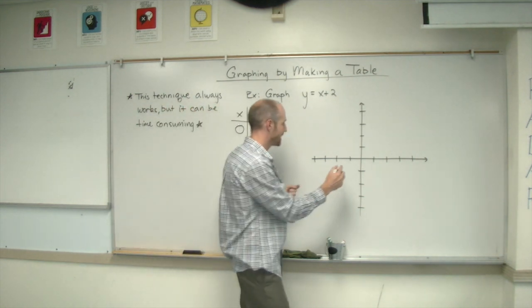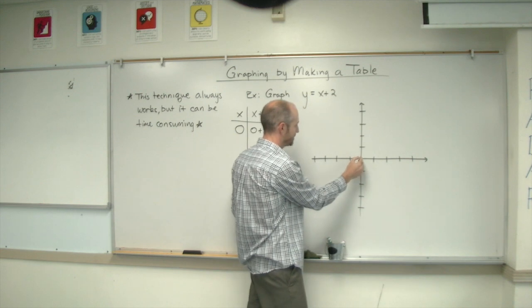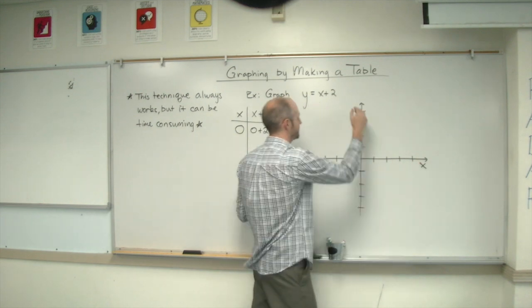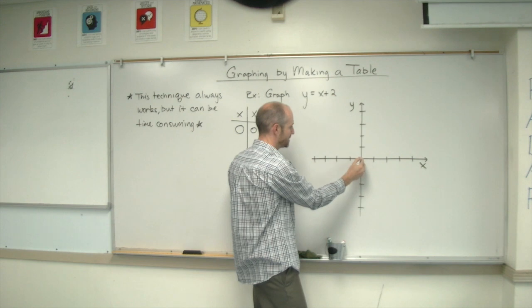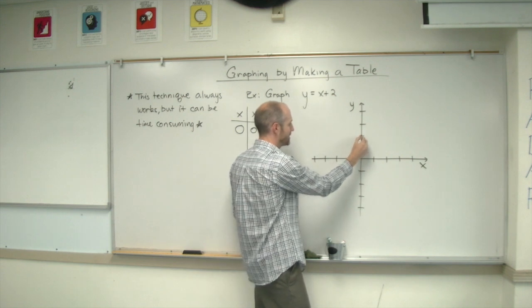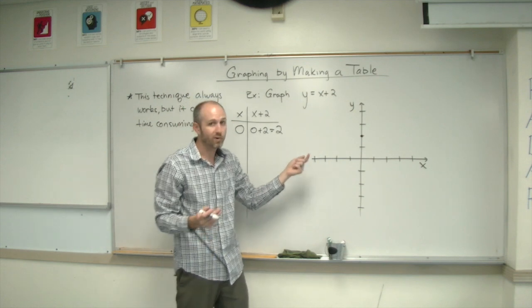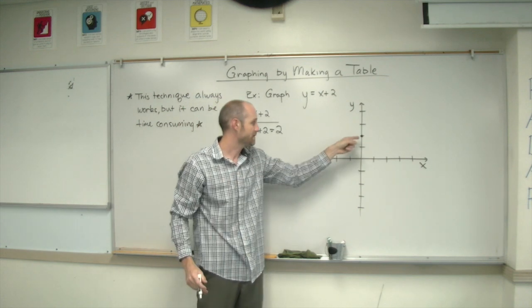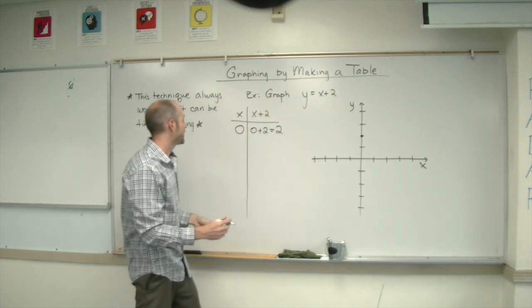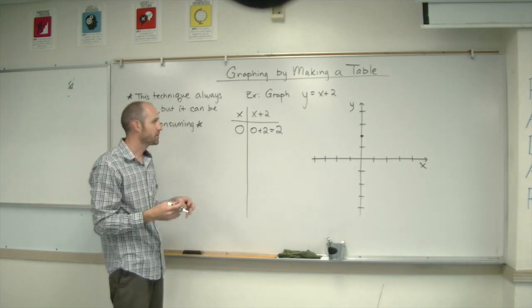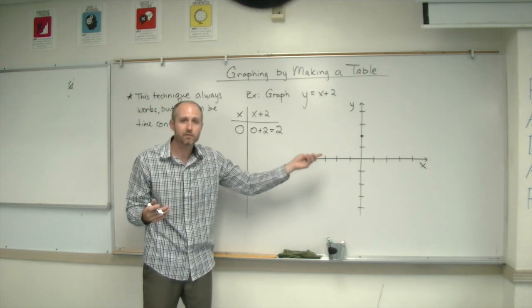So this point is located when x is equal to 0, this is the x-axis, this is the y-axis. When x is equal to 0, y is equal to 2. We don't know what this thing looks like yet, but whatever it looks like and wherever it goes, it passes through that point right there. Okay, so now we just strategically choose other points around this one.